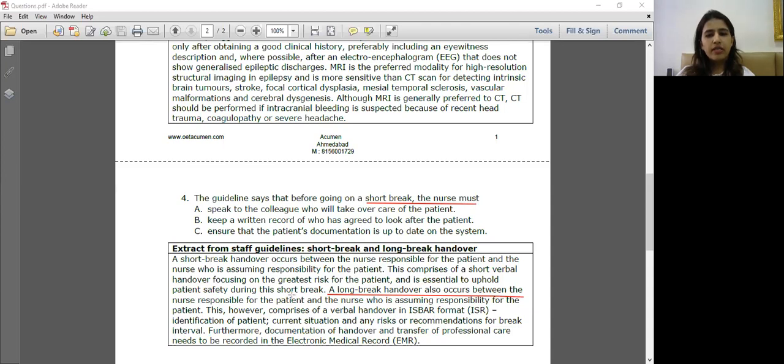So in the short break, it is only given that they must give a short verbal handover, right? A verbal handover, not a written one. The rest of both the options talk about written documentation or record, and therefore they can be ruled out, right? And A is the correct answer. Again, this time all of you got it correct.